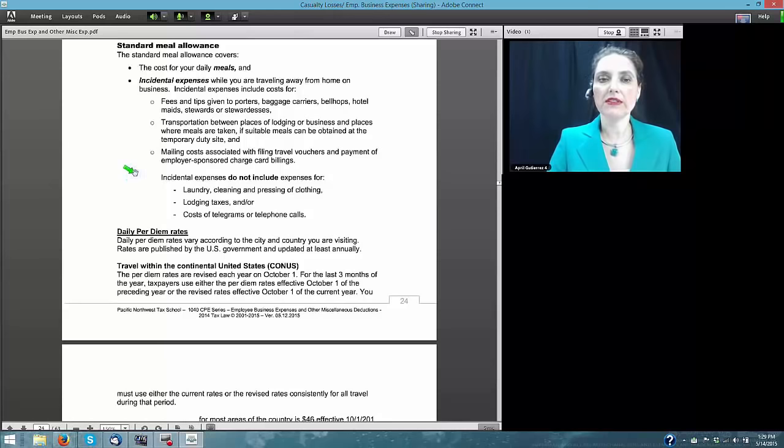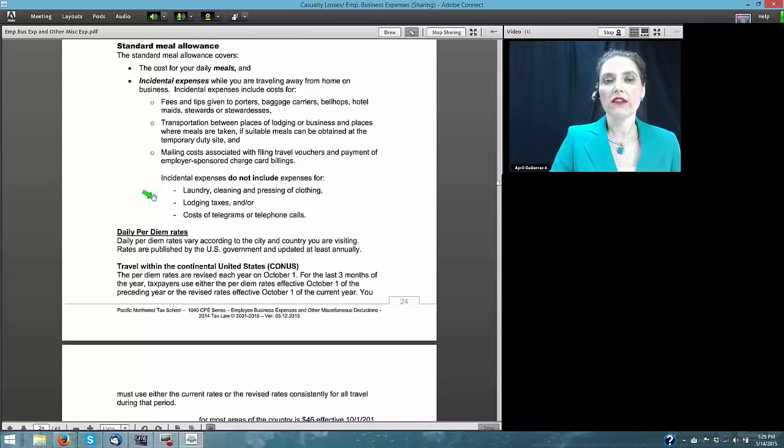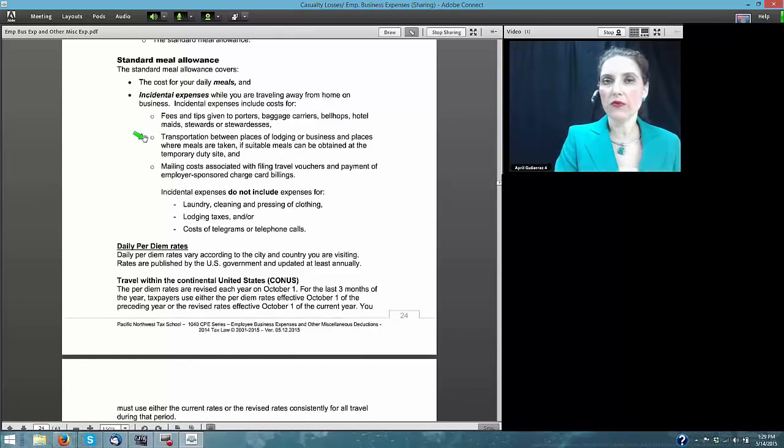But incidental expenses do not include expenses for laundry, cleaning, and pressing of clothing, lodging taxes, or the cost of telegrams or telephone calls. So IRS is saying the cost of getting to wherever you're going to eat your meal is typically not going to be in addition to the cost of the meal, unless you can show that you couldn't have the meal where you're normally at.